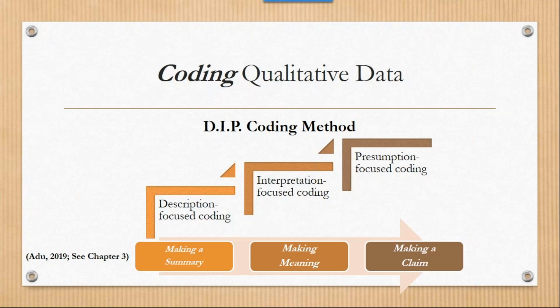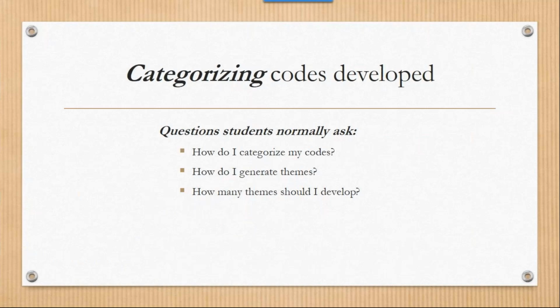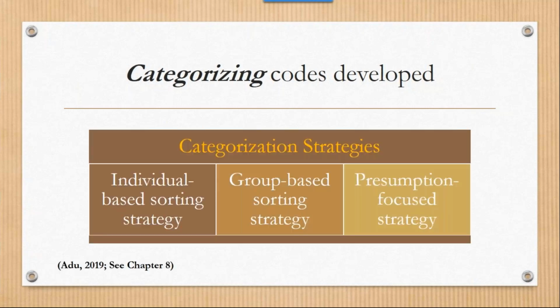So I provide all this information, explain, and also give examples and show students how to analyze using these kinds of approaches. So after coding, what next? You have to categorize your codes or develop themes. And the questions I received from students: how do I categorize my codes? How do I generate themes? How many themes should I develop? So in terms of categorization, I came up with three strategies.